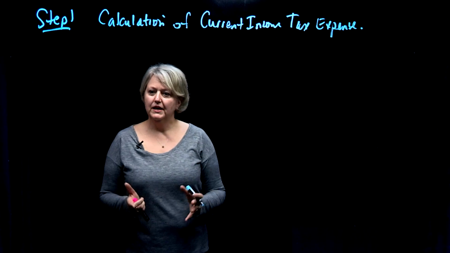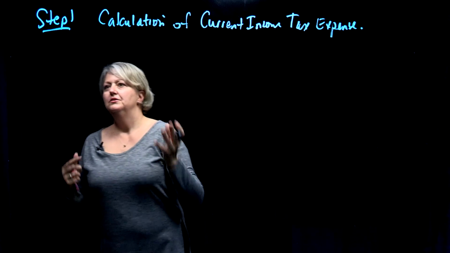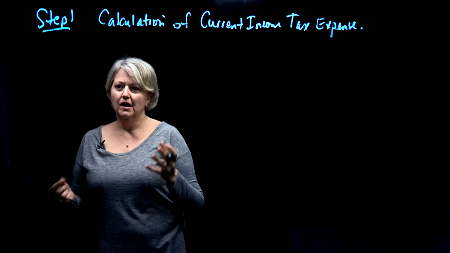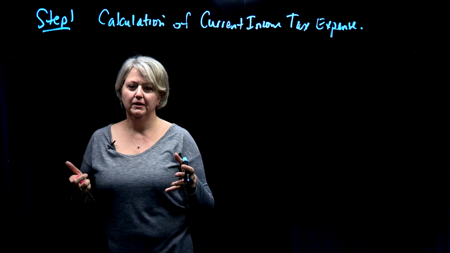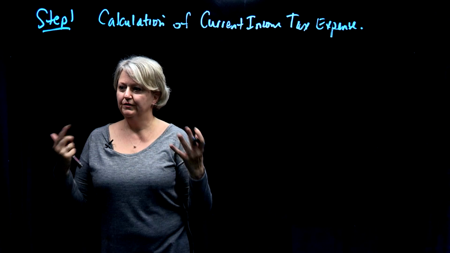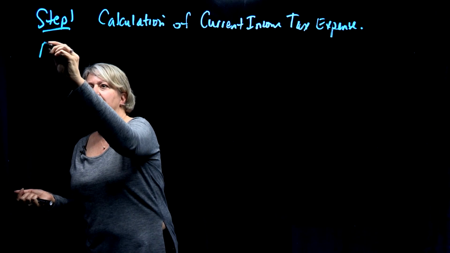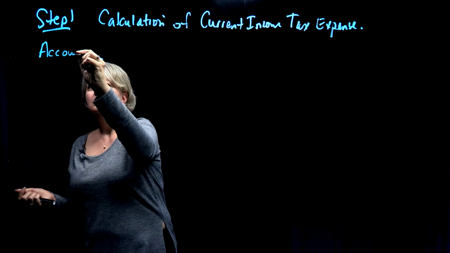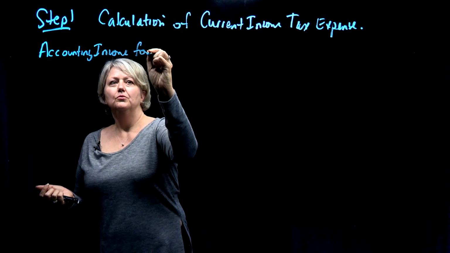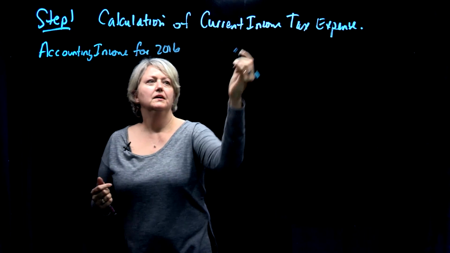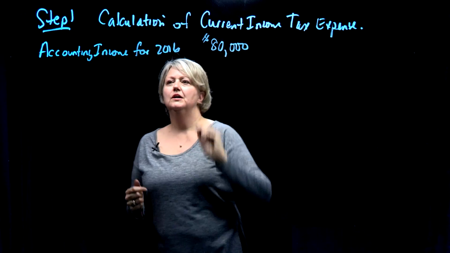So to calculate the current tax expense, so this is the tax that you actually have to pay this year, we always start with our accounting income and adjust it, just like we would on a tax return, to the taxable income figure, which is the figure that the tax you have to pay is based on. So we'll start with that accounting income for 2016, and that was $80,000. So that's our starting point.